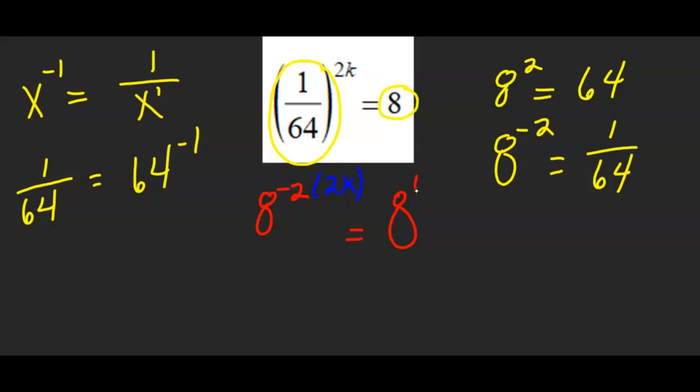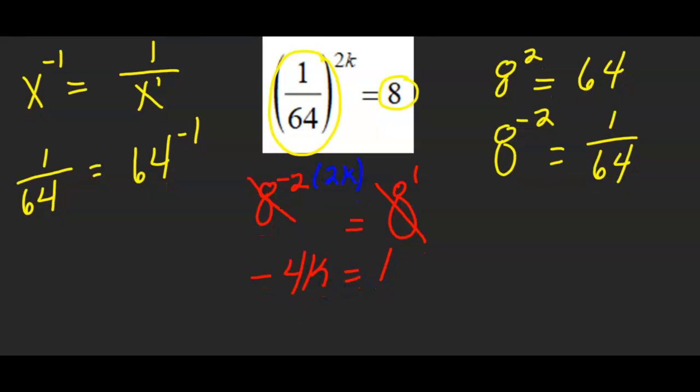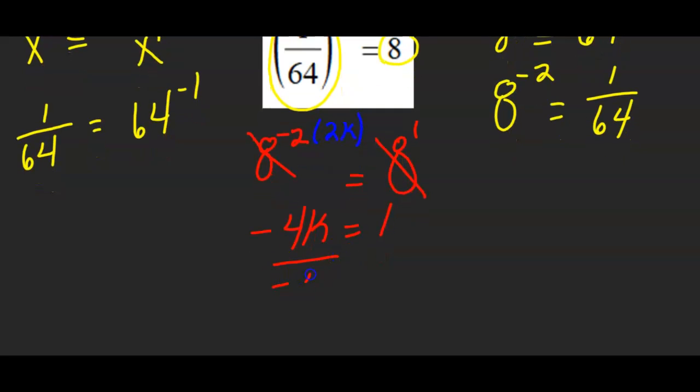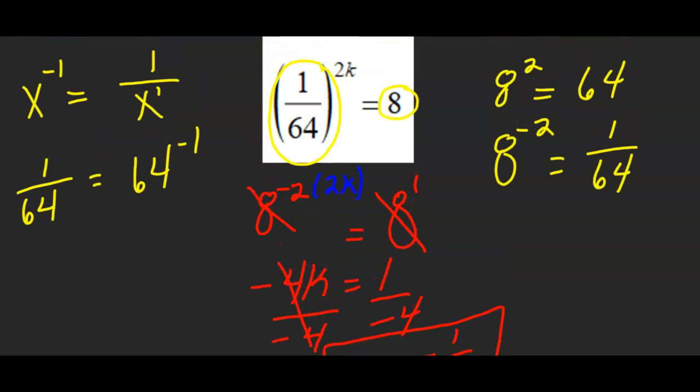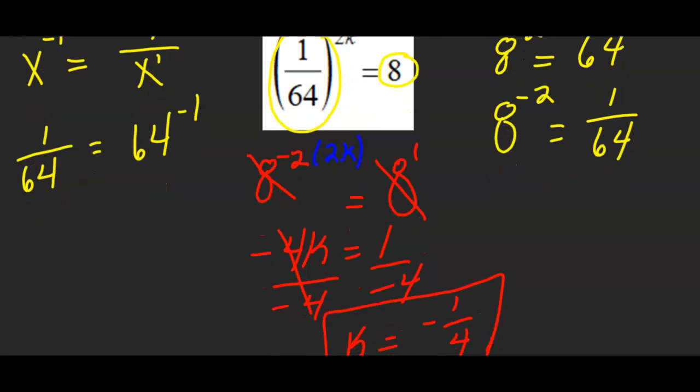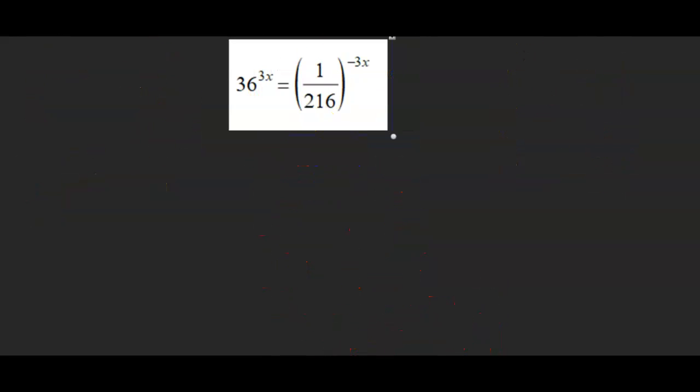So now we have our bases the same, so you can cancel off your bases. Negative 2 times 2k, this is going to give me negative 4k equals 1. And then go ahead and divide both sides by negative 4. So k equals negative 1/4. And you can always plug that back into the original to check your solutions to make sure they work. So let's do one more of those.